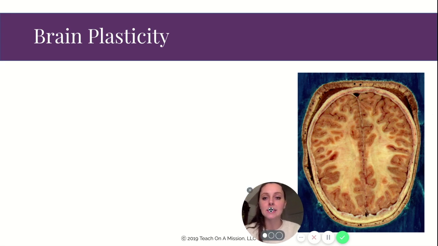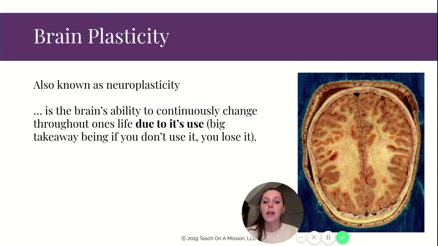Okay, brain plasticity. This is a really cool thing. This just means your brain is able to change and almost heal itself. Sometimes you'll see it as neuroplasticity, but this is just the brain's ability to continuously change throughout one's life due to its use. So basically, if you are using your brain, it's changing. The parts of your brain that you don't use, you lose, right? It's constantly clearing out old neural pathways that you don't use anymore and creating new ones.